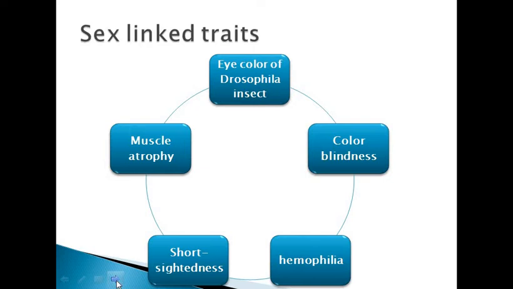What are the examples of sex-linked traits? The eye color of the Drosophila insect, and in human beings, color blindness and hemophilia, and we will study them in this lesson in detail. Also, short-sightedness, which is the ability of the person to see near objects, but he can't see far objects. Muscle atrophy, where the power and the thickness of the muscle decrease, and this disease is a harmful one.